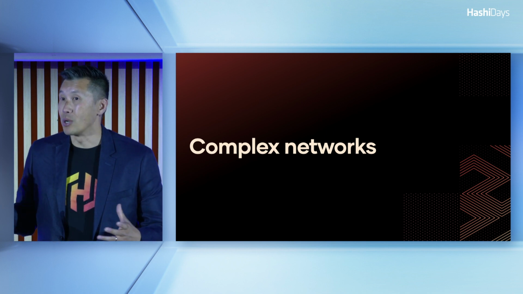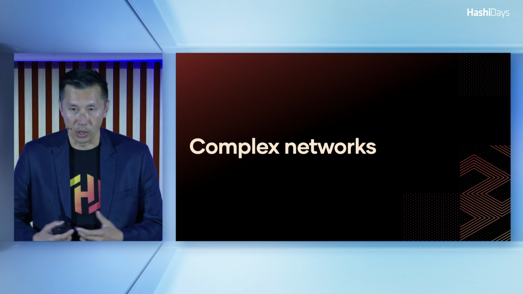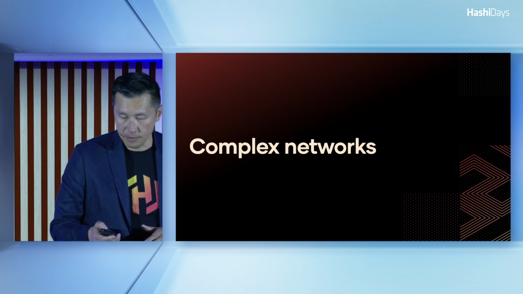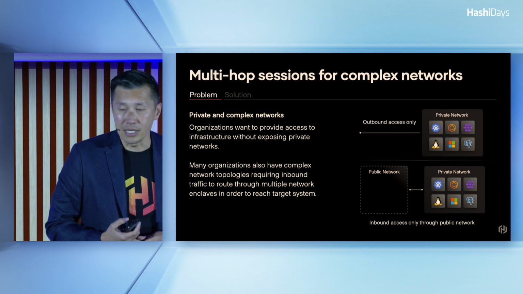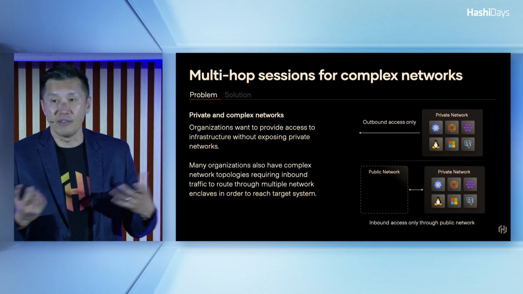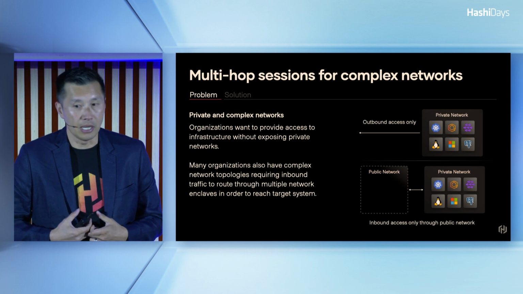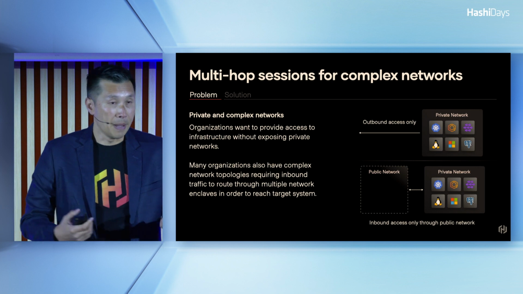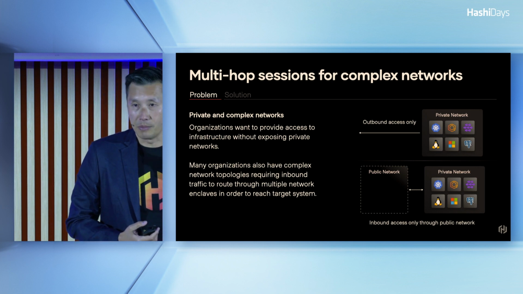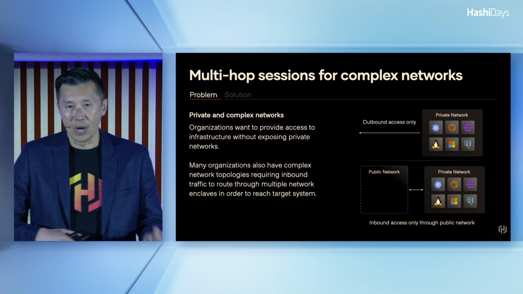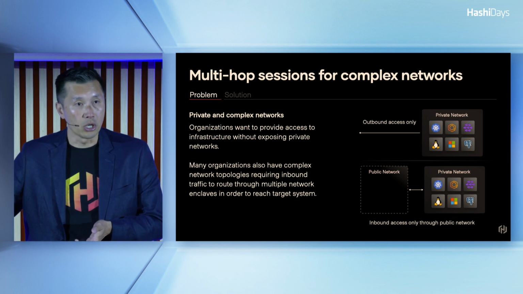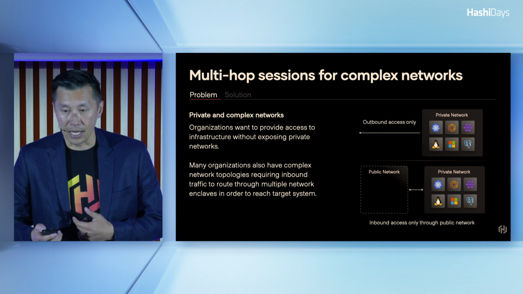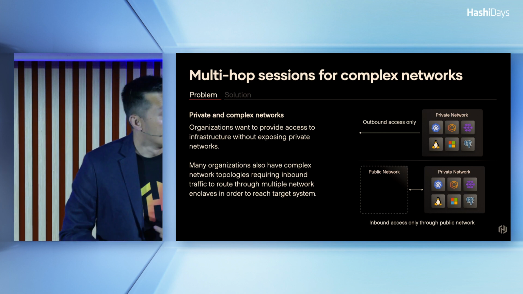But as we all know, many organizations don't have just one single network like that. There's lots of different types of topologies and network configurations. So there are organizations that perhaps don't allow any type of inbound access at all, right? So it's completely prohibited. They only allow outbound. Other organizations maybe do allow inbound access, but it has to hop through some type of public network that is then routable to some other internal network where the actual target resources reside, right? So it has to hop through multiple different networks in order to get there.